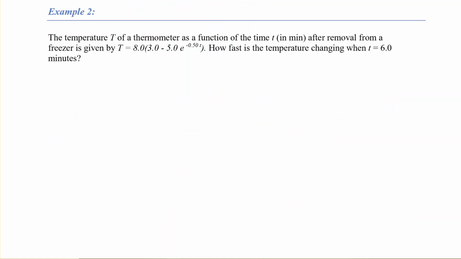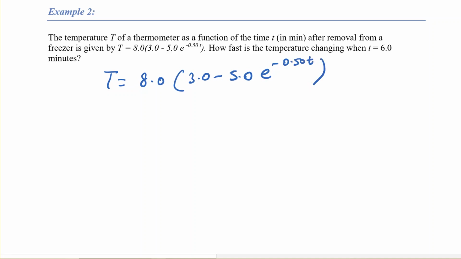Let's do one more word problem. So pause this video and read the next problem carefully. The temperature T of a thermometer as a function of time, where t is the time in minutes after the removal from a freezer, is given by this equation. So we are given that T is equal to 8 times (3 minus 5 e raised to power negative 0.50 t). How fast is the temperature changing when t equals 6 minutes?